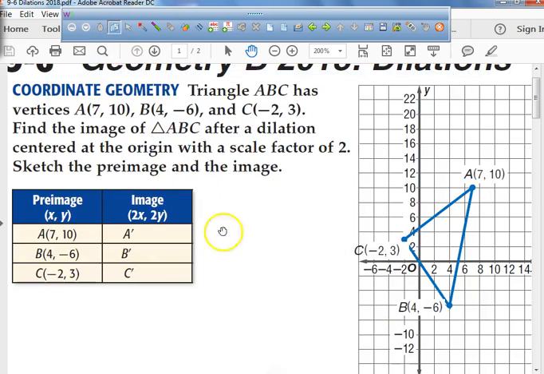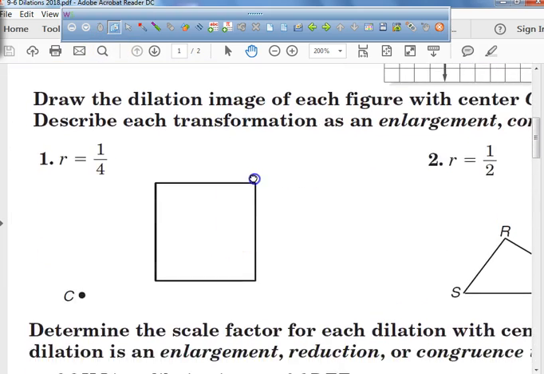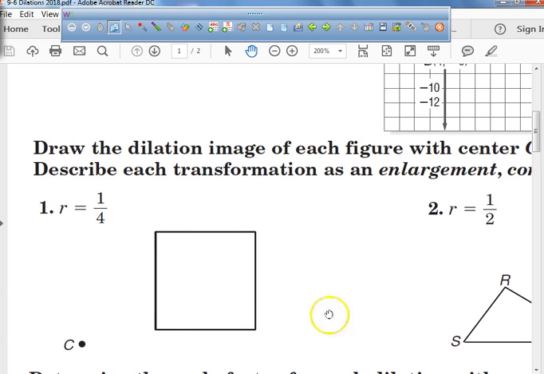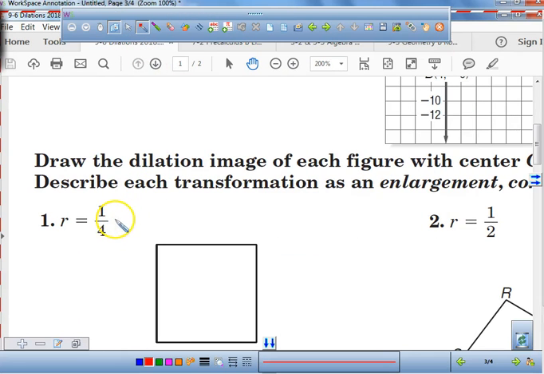So what we're going to do right now is go down here, start right here from C, and dilate the image. What's our scale factor? Ooh, that's definitely going to be a reduction. Okay? So that's going to be a reduction.